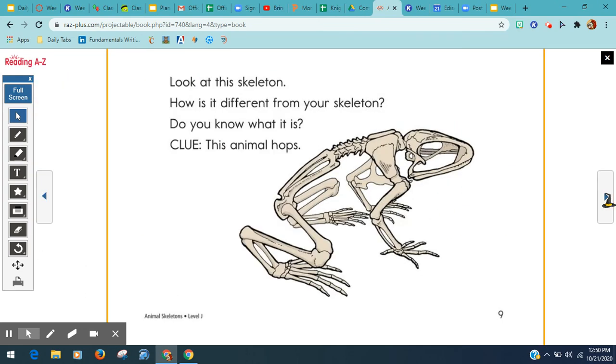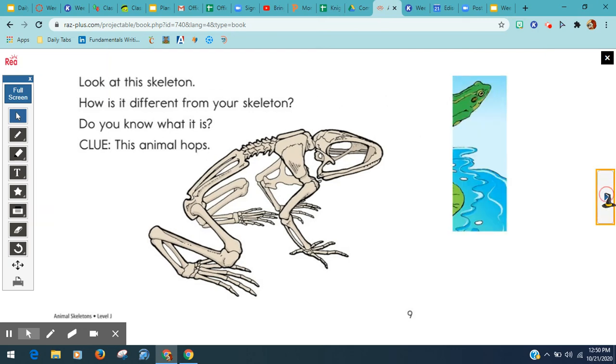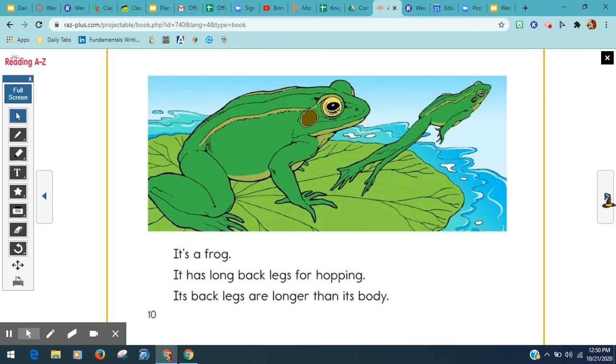Look at this skeleton. How is it different from your skeleton? Do you know what it is? Clue. This animal hops. It's a frog. It has long back legs for hopping. Its back legs are longer than its body.